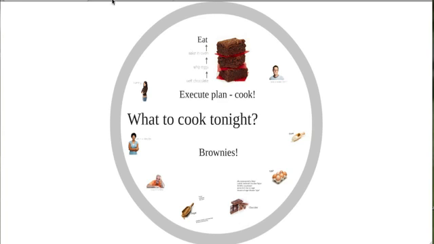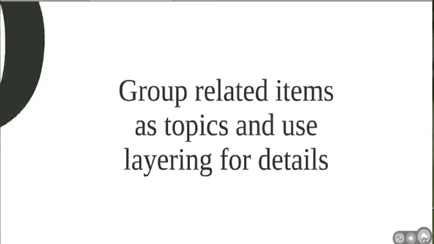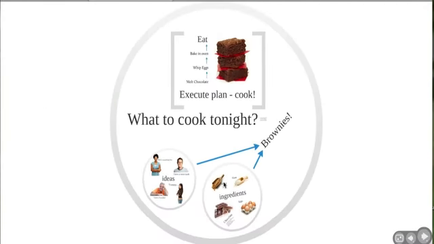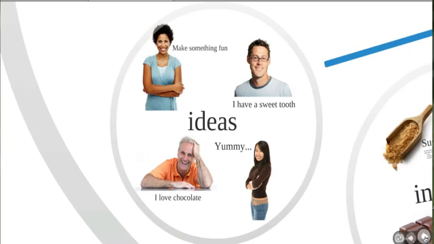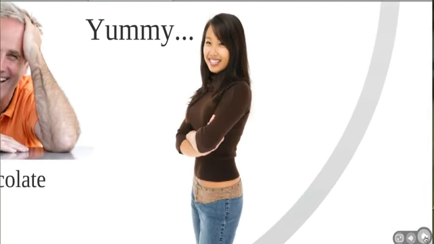So now let's look at the same example that effectively uses grouping in frames for items in a similar topic and layering to include details within that particular topic. See how this Prezi uses frames to group the ingredients and the ideas for your brownies. Now, it's not always possible or necessary to avoid a little panning, just avoid excessive panning.